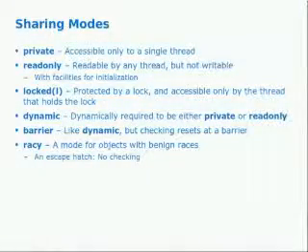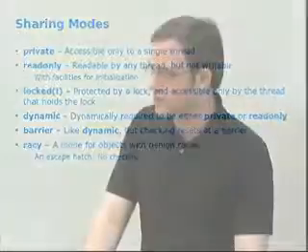Right, so I mentioned these sharing modes. Currently Sharc has these 6 sharing modes. There's a private mode for objects that are accessible only to a single thread. There's a read-only mode for objects that are read by a thread but aren't writable. There's a lock sharing mode for objects that are accessible only by the thread that holds the lock. There's a dynamic mode, and this tells Sharc to check at runtime that an object is either private or read-only. We have a barrier sharing mode. It's like dynamic, but the checking resets at a barrier. And there's a racy mode for objects on which the programmer knows that there are benign data races.